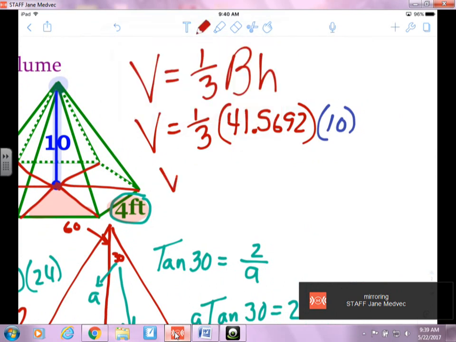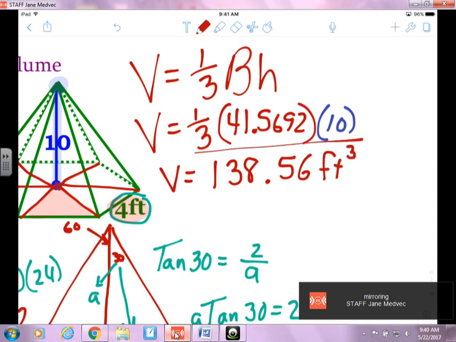So my volume then is, and again, I kept that number really big in my calculator from before, I end up with 138.56, and it's feet cubed. Now, when you do an assignment or when you do a test, I will tell you round to the nearest tenth, round to the nearest hundredth. I know that's not in the directions, but it will be very clear when you do your assignment.